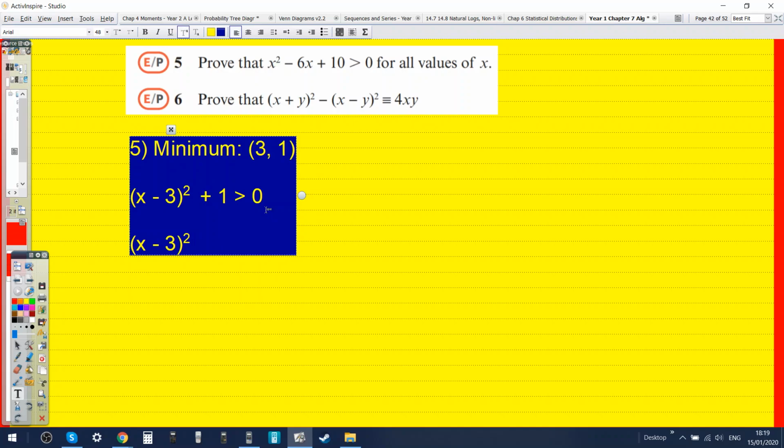Yeah, so I'll just have to do them separately. I misplaced my pen. I teach this cheeky girl. I think she accidentally took it. X minus 3 squared is greater than or equal to 0.